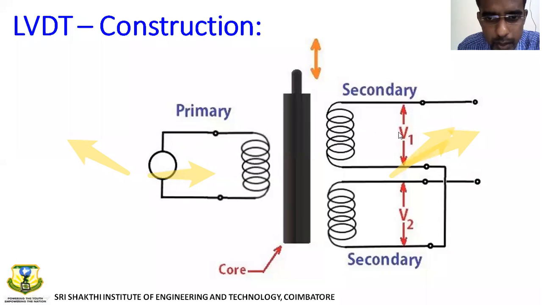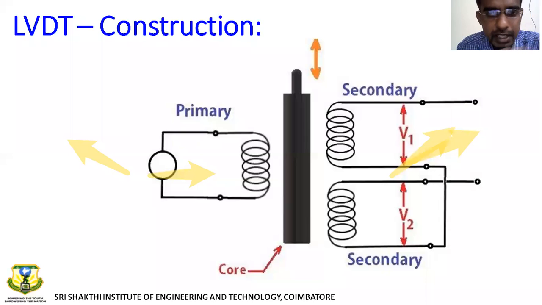Across this one is V1, across this one is V2. The total output will be V1 minus V2 or V2 minus V1, whatever it may be. So it is a difference, not exact minus. So it is a difference between two potentials. So that is why differential transformer, right?